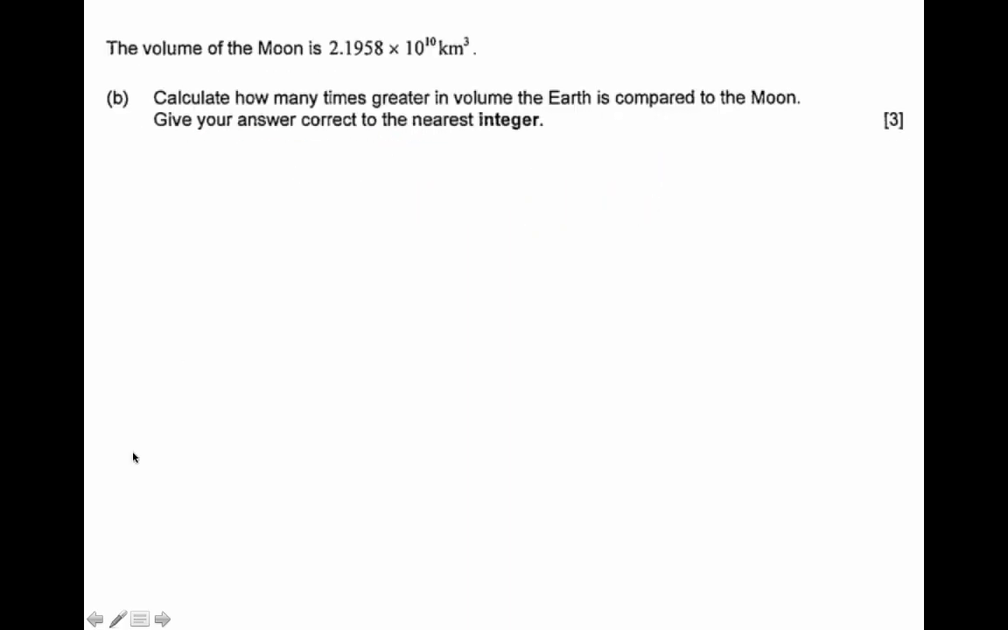And then in part B, we're told the volume of the moon. If we compare that with the volume of the Earth, 1.08 times 10 to the 12. This is for Earth. Calculate how many times greater in volume the Earth is compared to the moon. So how many times would the volume of the moon fit into the volume of the Earth? So we take the volume of the Earth and we divide it by the volume of the moon, 2.1958 times 10 to the 10.